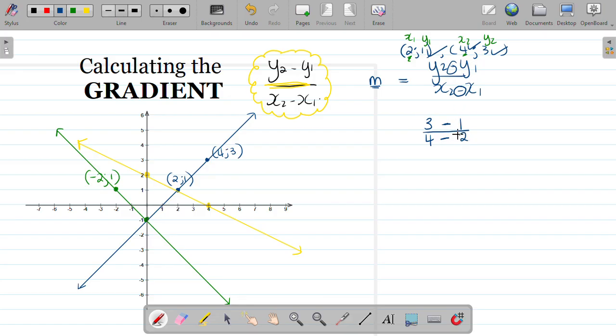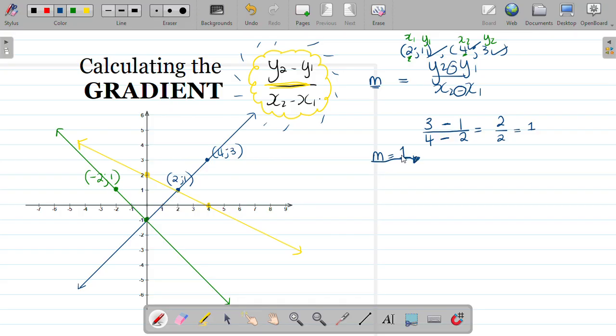So you simply put this in your calculator or simplify it, and you'll get 3 minus 1 is 2, and 4 minus 2 is 2. So that actually becomes 1. So your gradient is equal to 1. Okay, that is how simple it is to do gradients. All you need to look at is this amazing and easy, once you know how to use it, formula, and then you substitute any 2 points on the graph into the formula to get your gradient.